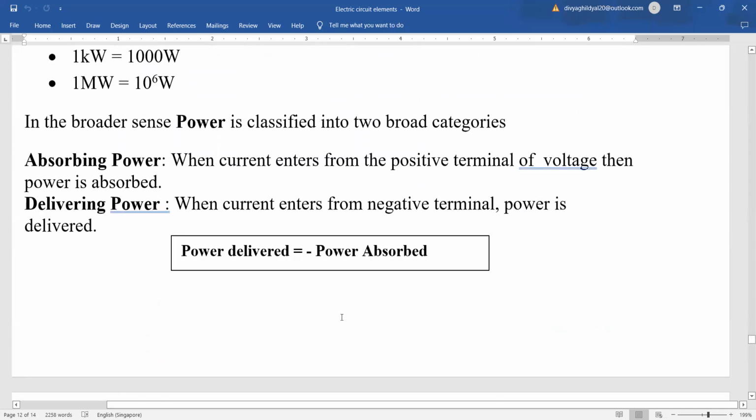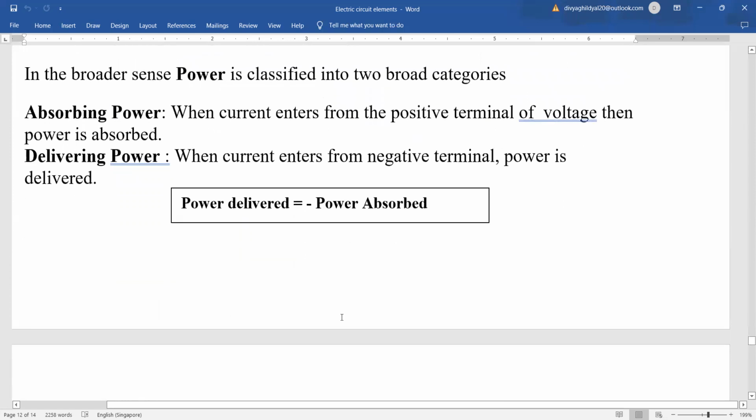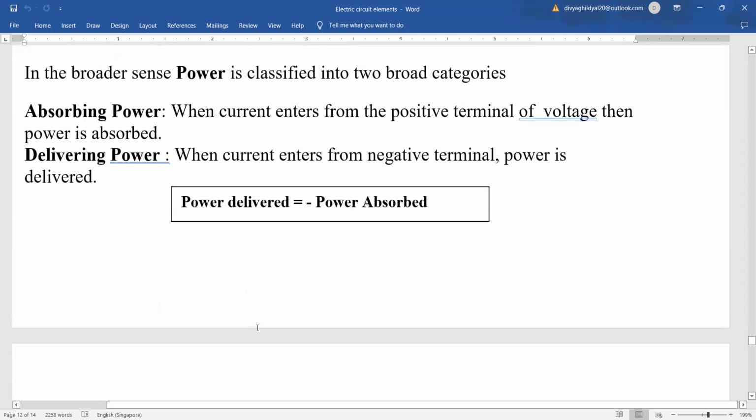There are two types of power. Absorbing power: when current enters from the positive terminal of the voltage, then power is absorbed. When current enters from the negative terminal, power is delivered.